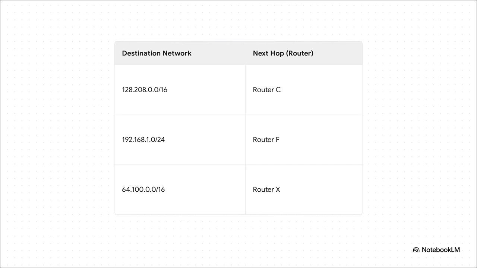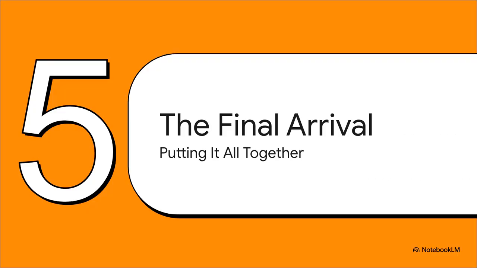Now, here's the clever part. A router doesn't need to know the entire path from start to finish. It only needs to know the very next hop. It just looks at the destination network in the packet's address, finds the right entry in its table, and that table tells it exactly which neighboring router to pass the packet to next. So after hopping from router to router, maybe bouncing across continents and under oceans, our packets finally arrive at their destination, the web server. But the journey is only half over.